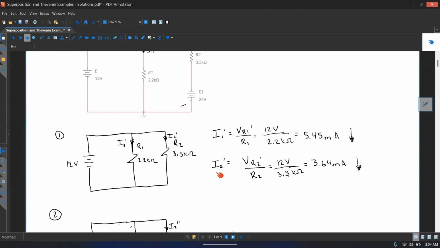All right, so for I2 prime, just do the same thing. Ohm's law, 12 volts divided by 3.3 kilo ohms. And I could have decided to say that the current is flowing like this, and that way the direction of current will be flowing. But the key thing here is if you want to use the arrow, you just want to be consistent. And you'll see that on the next variation of this circuit.